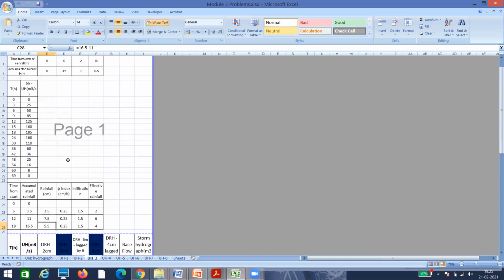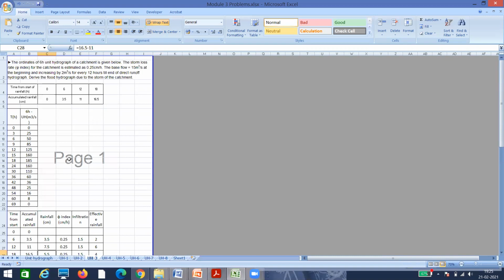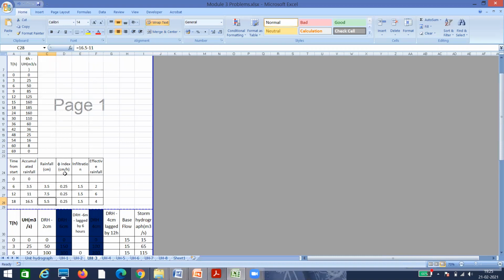Now, after this, you have your Phi Index. Your Phi Index is basically your initial loss, your infiltration. When rainfall is occurring, a part of the water infiltrates to the ground. So that has to be deducted. They have told it is 0.25 centimeter per hour. So if it is per hour, my duration of the rainfall is 6 hours.